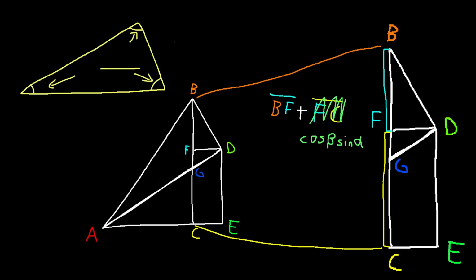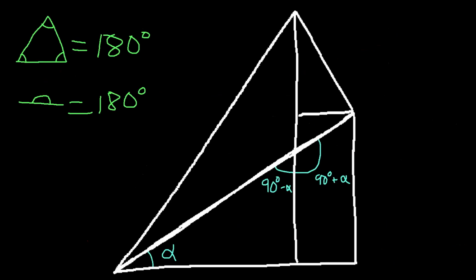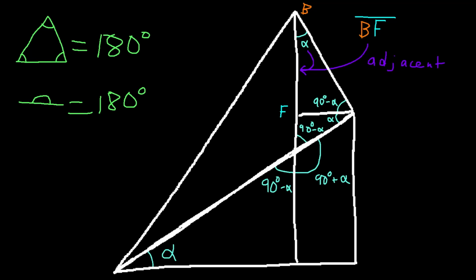Remembering that a triangle's angles need to add up to 180 degrees, we can do some angle chasing to label some angles. Once we get all the way up here, BF happens to be the adjacent side to angle alpha here, which is what we're trying to find. We also know BD, which is the hypotenuse of this triangle.